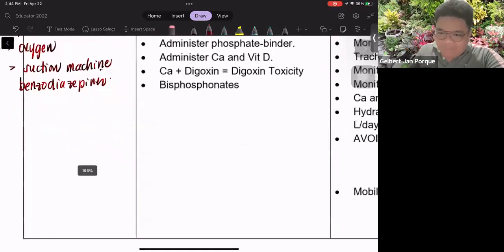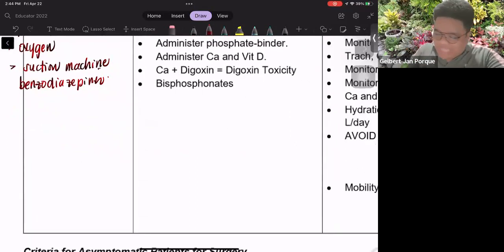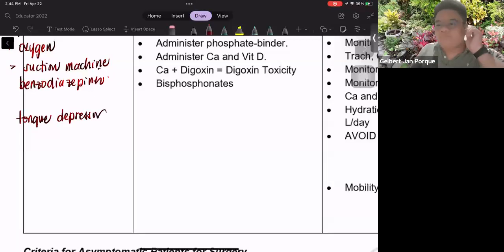A common thing that perhaps you might be adding was your tongue depressor. Now guys, is the tongue depressor still recommended to be used in the hospital setting for a seizure attack? Okay, class, not recommended anymore. But class, if ever, there are still doctors who prepare the tongue depressor.